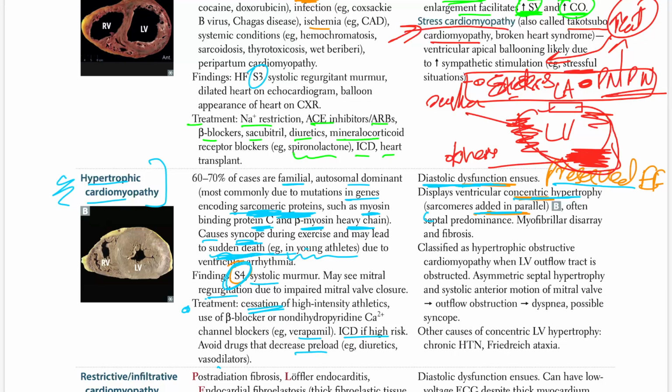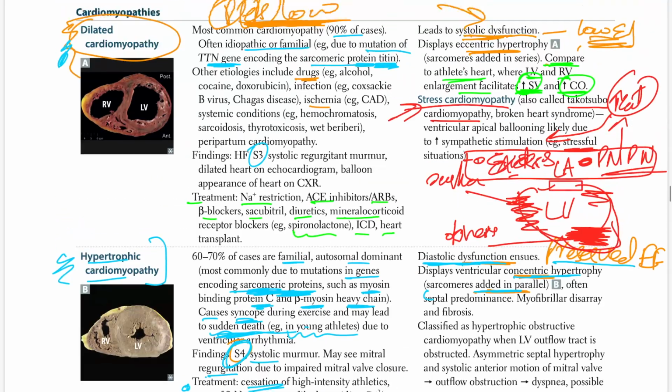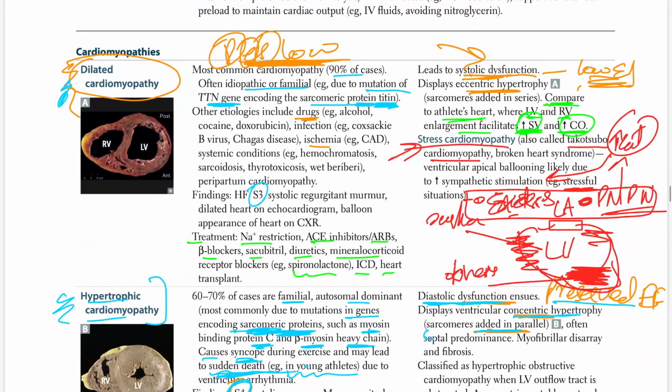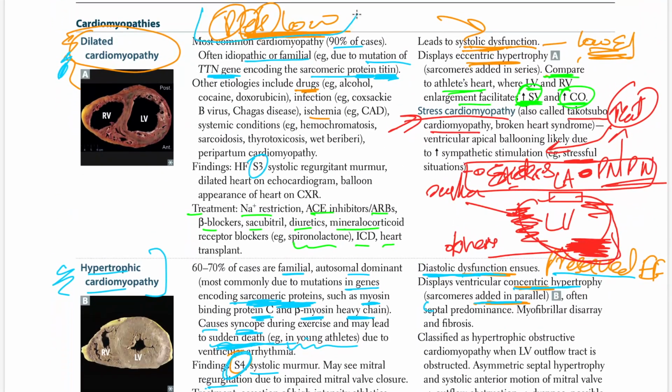So how can we remember? There are two ways, right? We could use the top mnemonic that we have, DESLO, and say the opposite of that is going to be hypertrophic cardiomyopathy, or you can just make a new one, and whatever new one we make is going to be the mnemonic for hypertrophic cardiomyopathy.